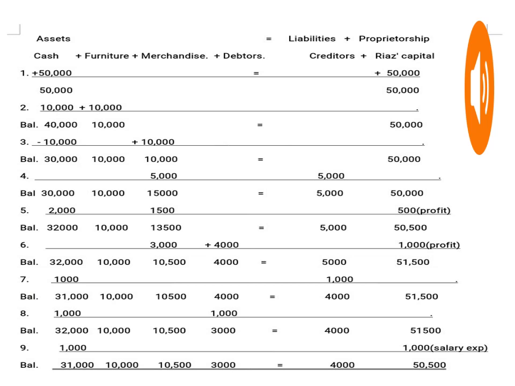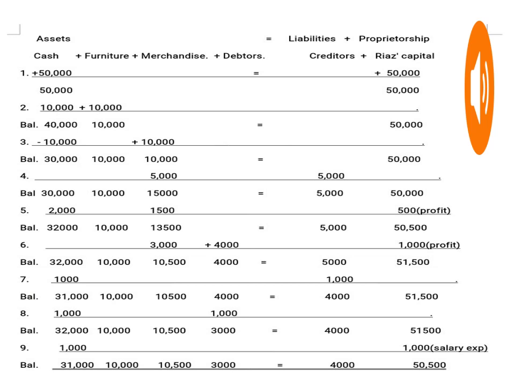Now there is transaction number 4. Purchased merchandise from Ali for rupees 5,000 on credit. Now my friends, in this transaction, credit purchase is involved. What is credit purchase? What is credit? In a credit transaction, immediate exchange of cash is not involved, but payment will be made at a near future time. So the effect of this transaction is that merchandise increased by rupees 5,000, and liability, meaning creditors, also increased by the same amount, and the balance is still the same on both sides.